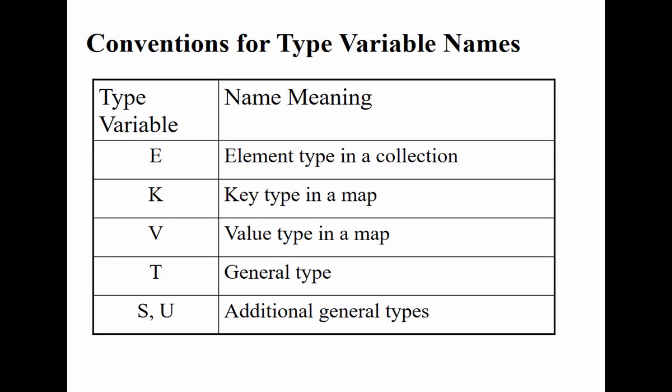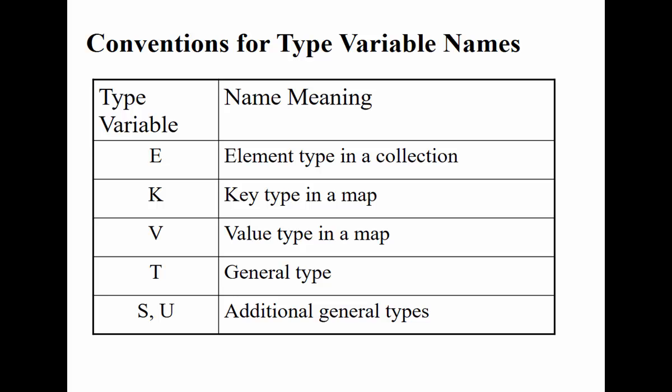Now, there is some convention about how to name the variable inside the angle brackets. You use X or Y or T or V. You are free to use whatever you like. But for readability, there's some kind of convention. Whenever I see E inside the angle brackets, I say this is an element. Most likely this will be used for the elements of collections. K will be a key of the map.